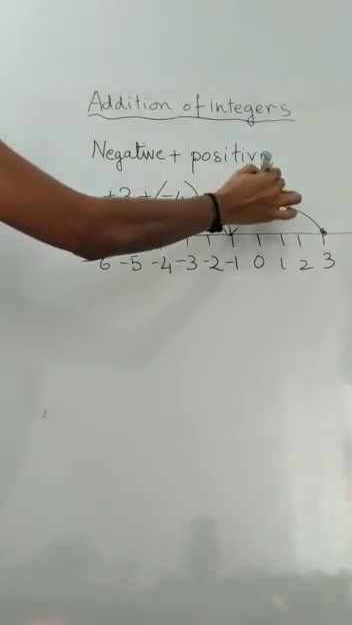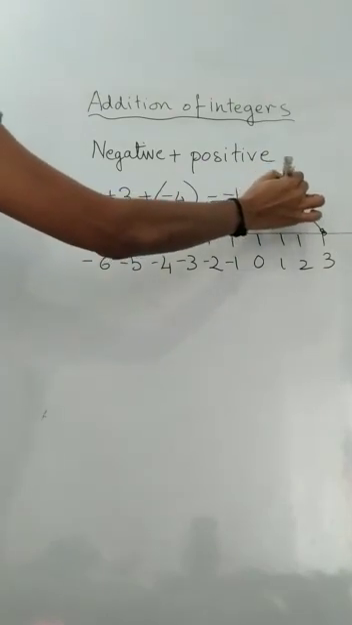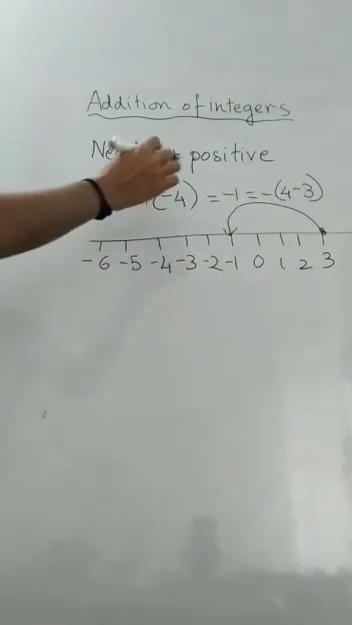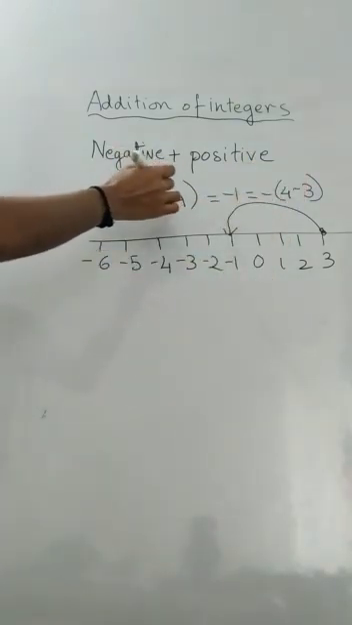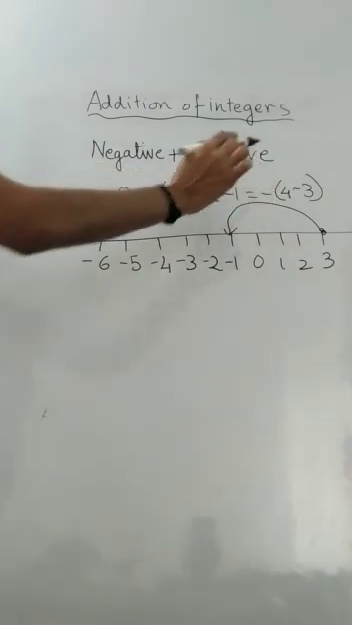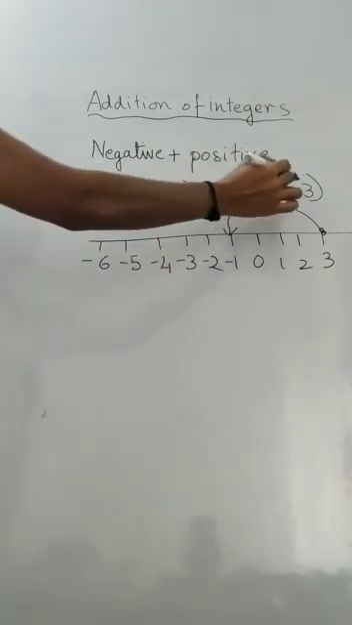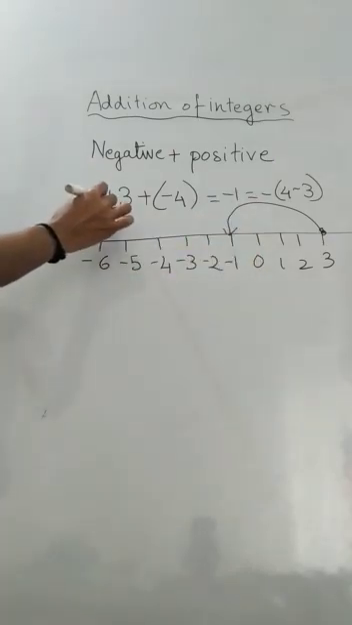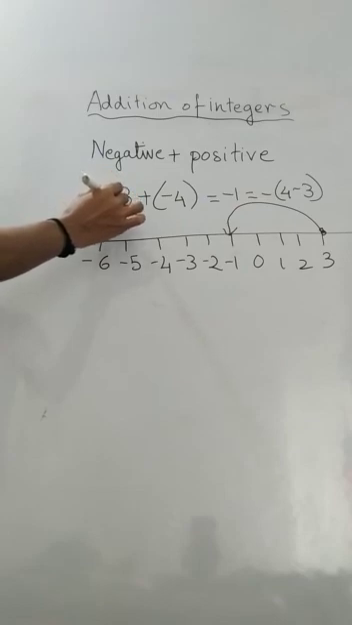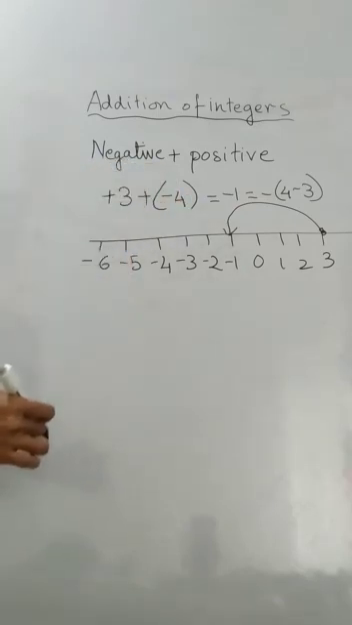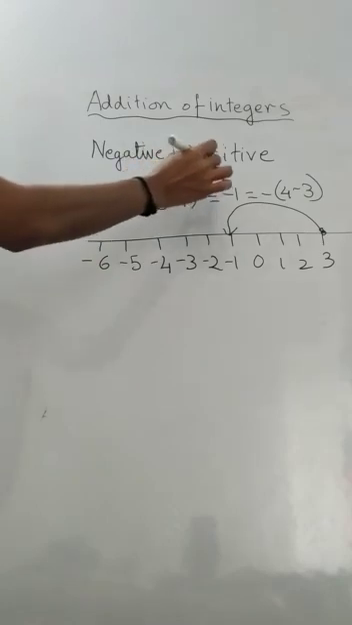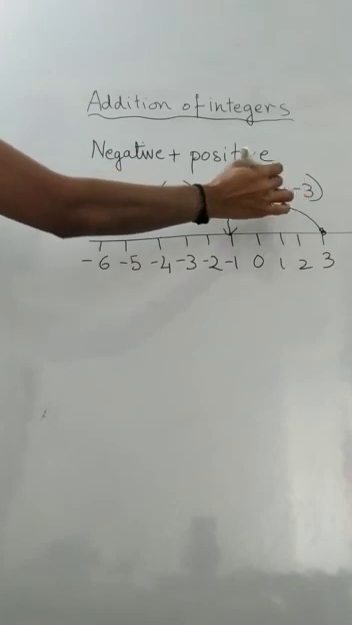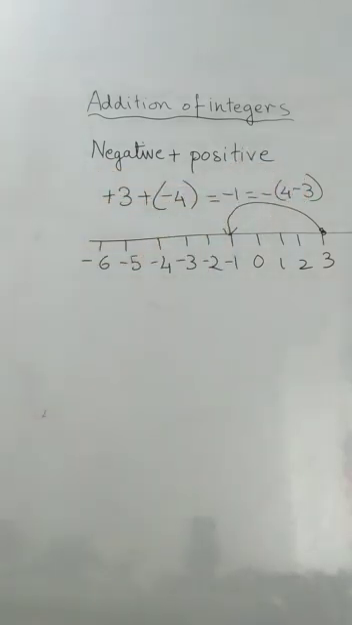In a simple way, how can you write? Minus of 4 minus 3. If you do 4 minus 3 without considering the sign, you will get 1, and you put a negative sign. So when you add a small positive number to a bigger negative number, you will have to put a minus sign with the subtraction answer. When you subtract, the answer which you get, you put a minus sign.